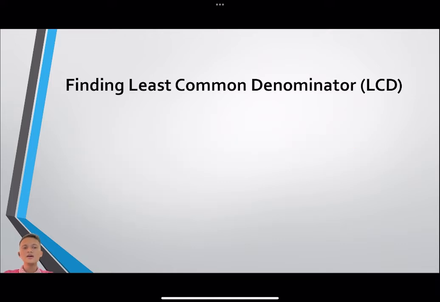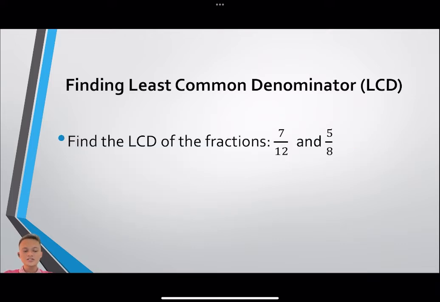For example, find the LCD of the fractions 7 over 12 and 5 over 8. Now, for this, the denominators are 12 and 8. So, kukunin natin yung LCM or ipa-prime factor muna natin yung factors ng 12 at 18. So, the prime factors of 12 is 2 times 2 times 3. And the prime factors of 18 is 2 times 3 times 3.